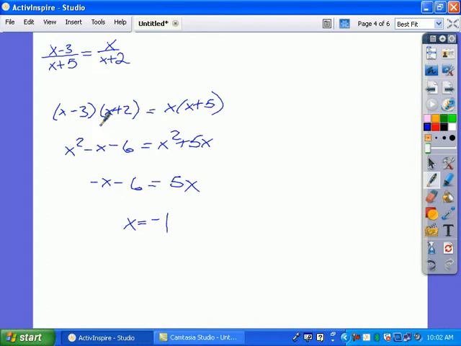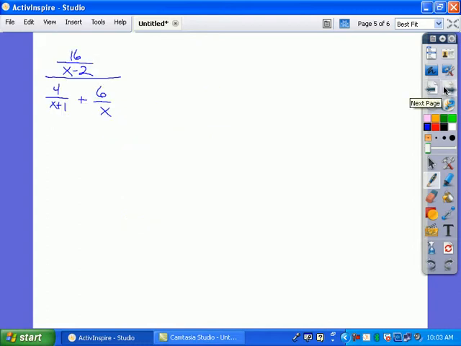All right. Next problem. This is a complex fraction, a fraction within a fraction. The goal here is to be able to combine the two fractions on the bottom. But to do that, we need to get a common denominator. So the common denominator in this case will just be x times x plus 1. And so this gives us our common denominator.